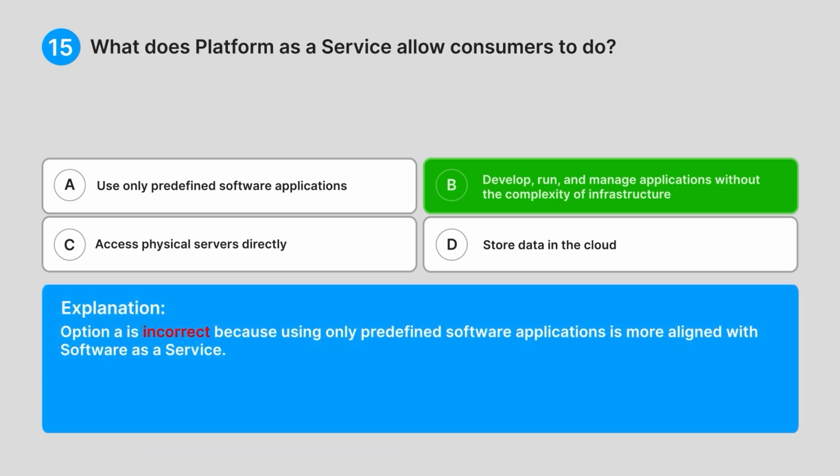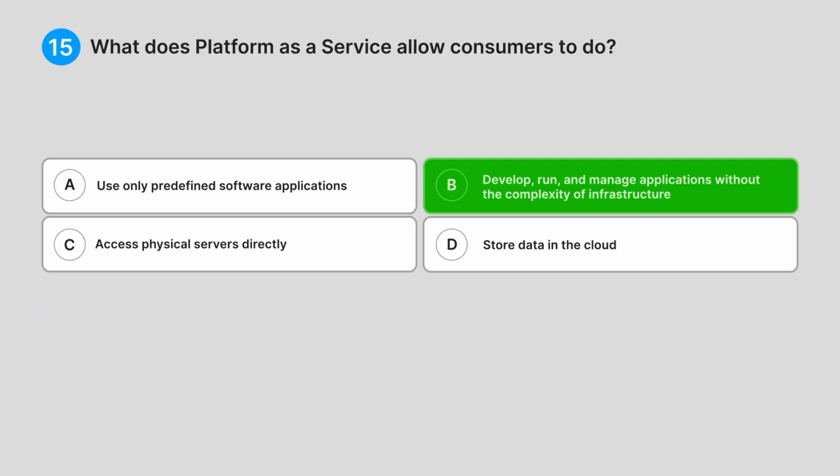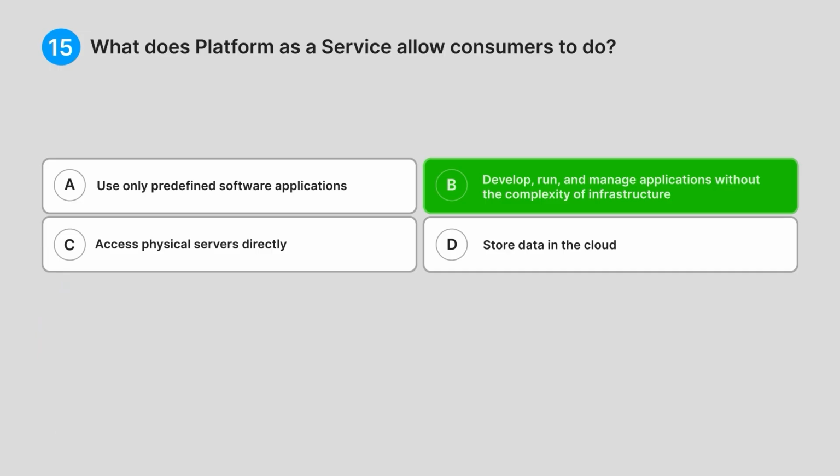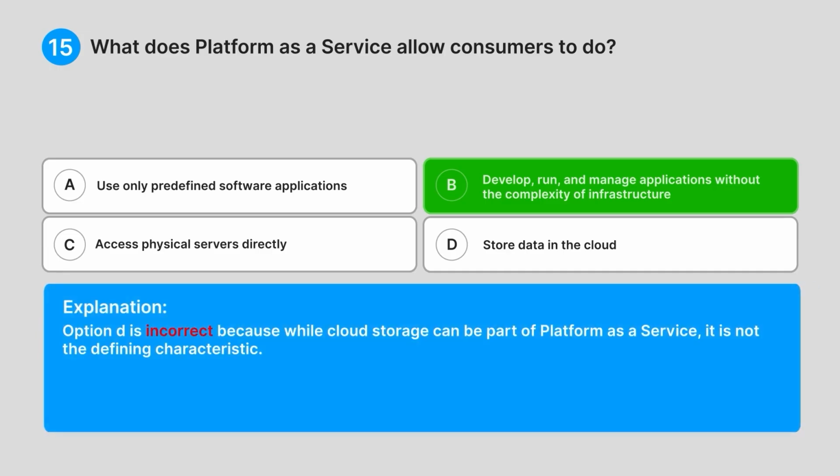Option A is incorrect because using only predefined software applications is more aligned with software as a service. Option C is incorrect because accessing physical servers directly is more aligned with infrastructure as a service. Option D is incorrect because while cloud storage can be part of platform as a service, it is not the defining characteristic.